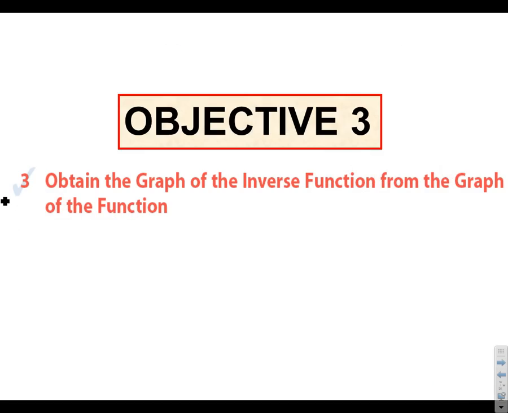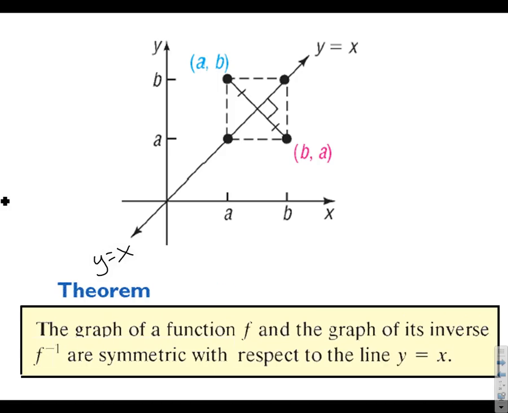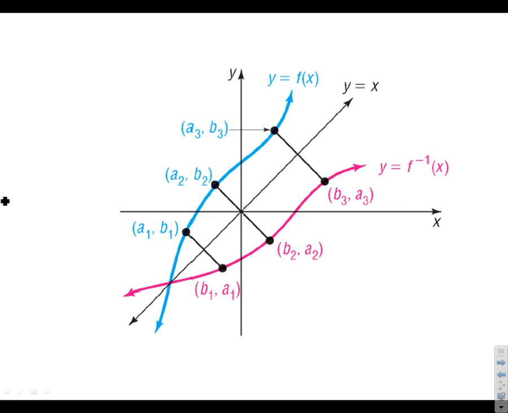All right, objective 3, let's graph these things. Okay, so when you graph an inverse, it's reflected over the line y equals x. All right, so equidistant across this line. So you'll see here that the blue and the pinkish lines there, red, pink, are inverses of each other because they're reflected over the line y equals x. Okay?